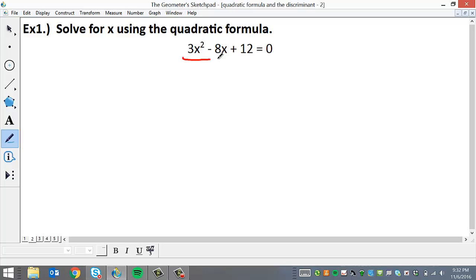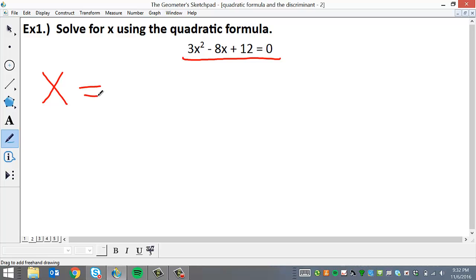So if you remember from the last slide that I showed, the one condition that has to be true in order to use the quadratic formula is your equation has to be given in standard form. So what you have to decide first is, is 3x squared minus 8x plus 12 equals 0 standard form? This one's actually pretty easy. It is in standard form. There's no work that you need to do to get it in standard form. It's already set up the way that you need it. So you're able to jump right in and start applying your quadratic formula.